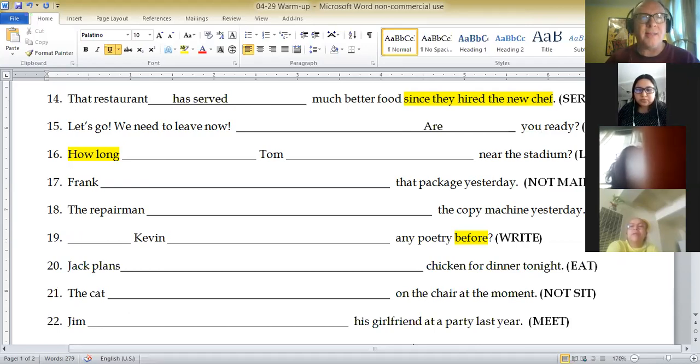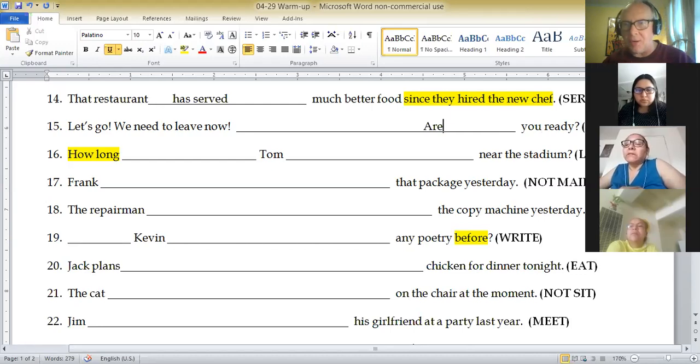Yes. All right. Number 16 has a how long question. Remember, this was chapter 2 of your book. How long has Tom lived near the stadium? How long has Tom lived near the stadium? Present perfect.